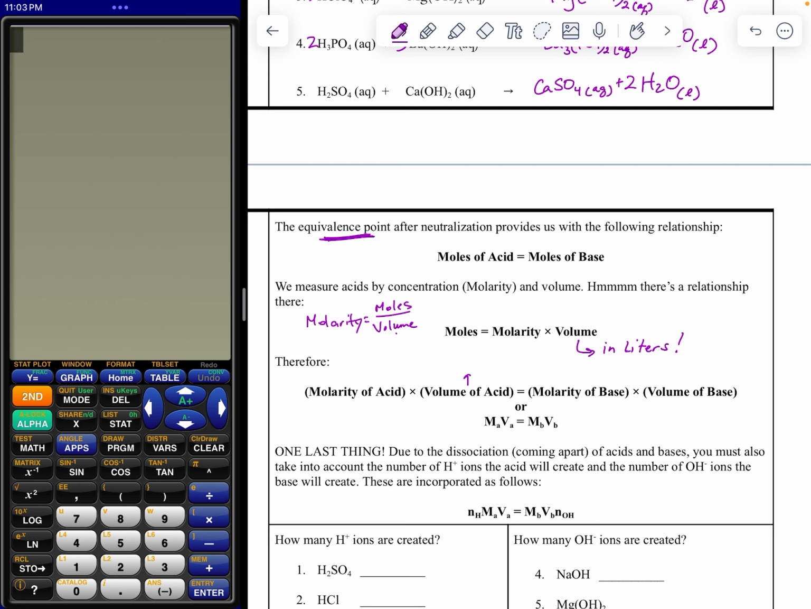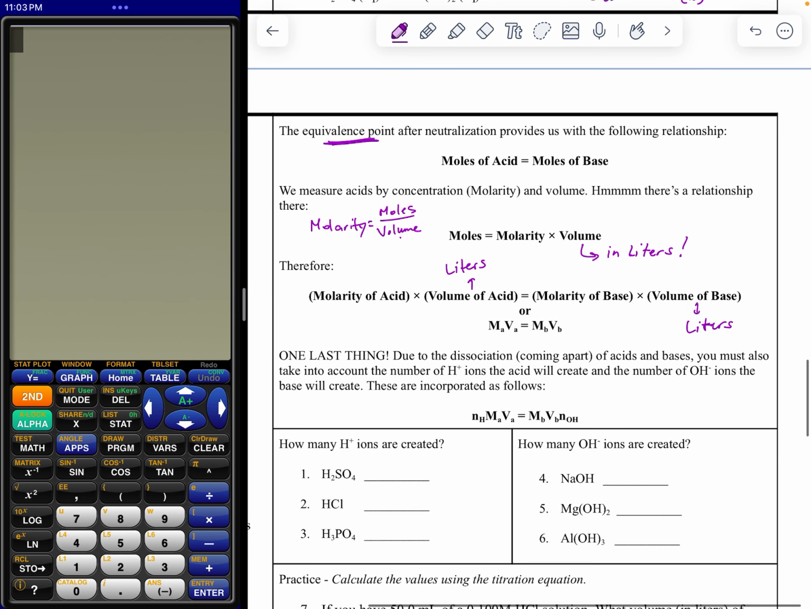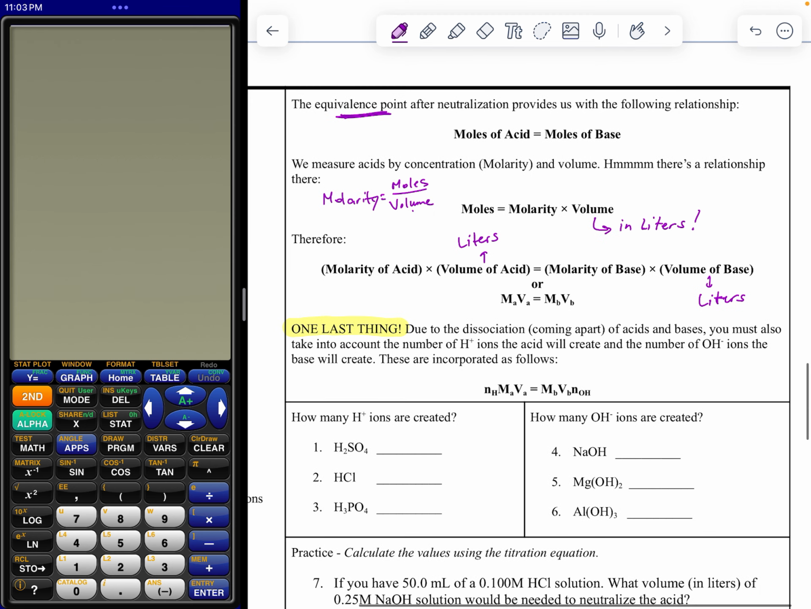Again, remember that volume should be in liters when we're talking about molarity. Volume should be in liters, right? So may have to do some conversions. And one last thing, because some of our acids are polyprotic, which means there's multiple hydrogen ions, kind of like you see right there in that first example problem down below.